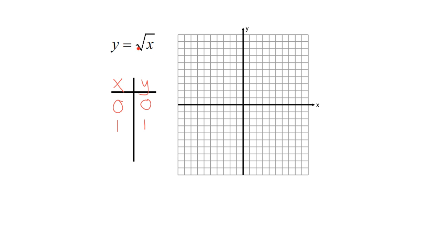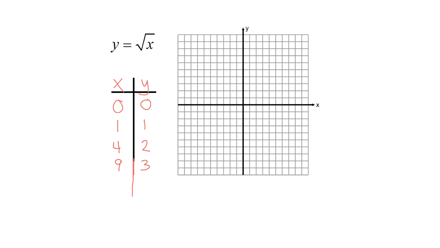What number goes in here nicely? The next number, not 2, not 3, but 4, because the square root of 4 is 2. The next one we had on the previous screen was 9. If we put 9 in, the square root of 9 is 3.